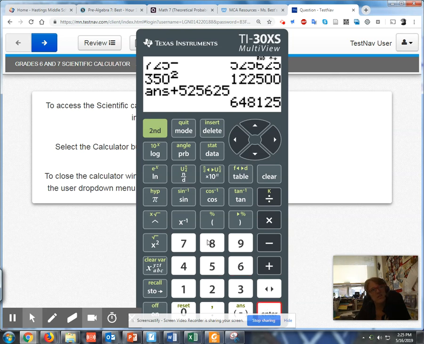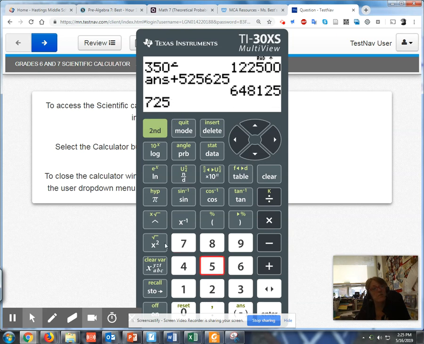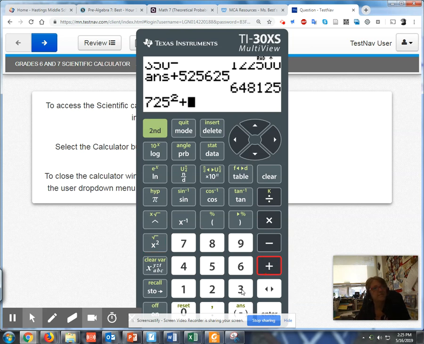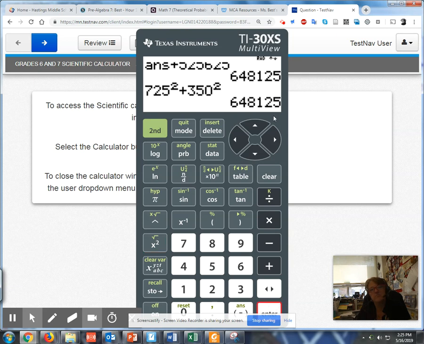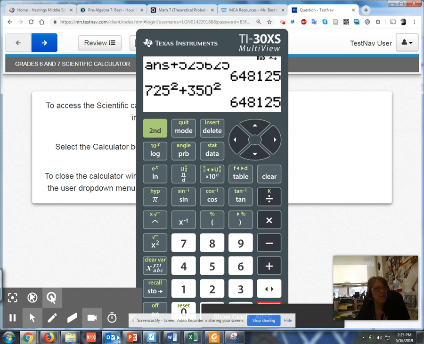Hey, do you know if you don't have to get each one individually, you could build this as one big thing. 725 squared, that's one leg. 350 squared, that's the other leg. And boom, there you get your answer. So let's get our total written in there.